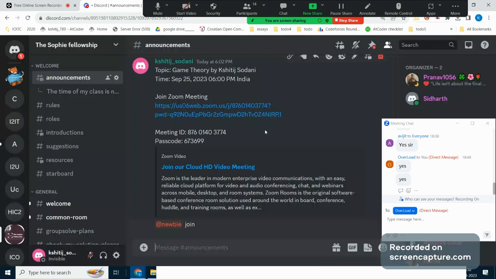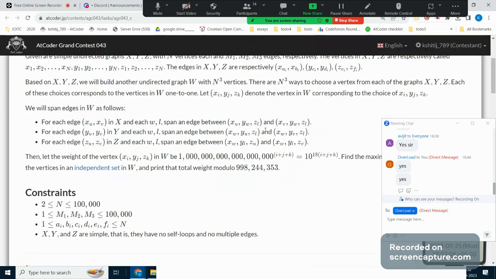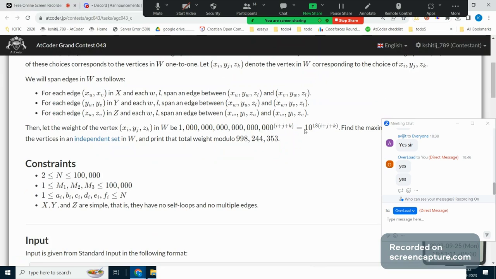So you need to find the minimum independent set in this graph. The weights are defined as 10 to the power 18(i + j + k) for a tuple xi, yj, zk. So I'll give you a few minutes to try the problem.